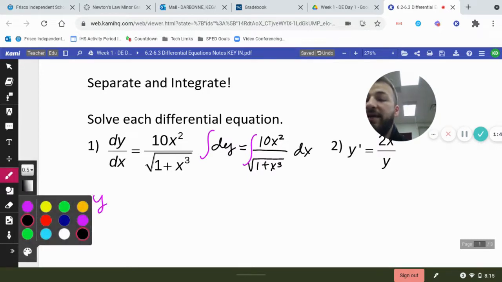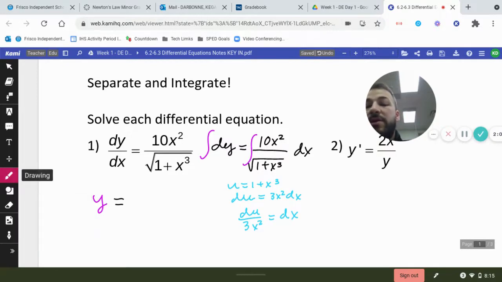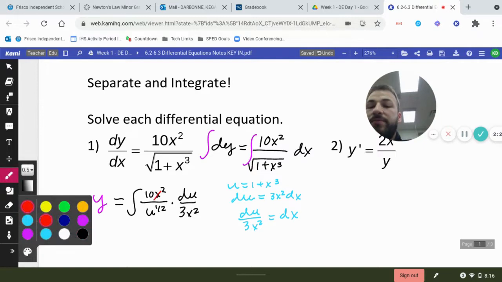On the right side, that's going to be a u substitution integral. So my u is going to be what's trapped down here in the bottom, 1 plus x cubed. So u is equal to 1 plus x cubed, which means du is equal to 3x squared dx, which means du divided by 3x squared is equal to dx. So then I can go ahead and plug that into my integral. So this becomes the integral of 10x squared over u to the 1/2 times du over 3x squared. X squared and x squared is going to cancel out.